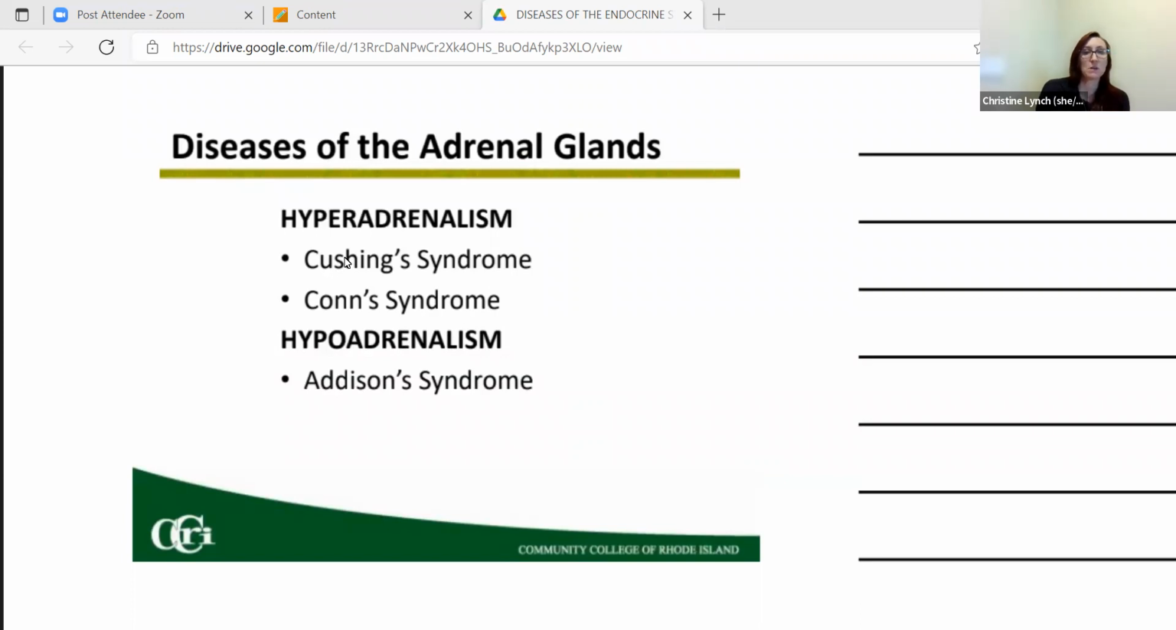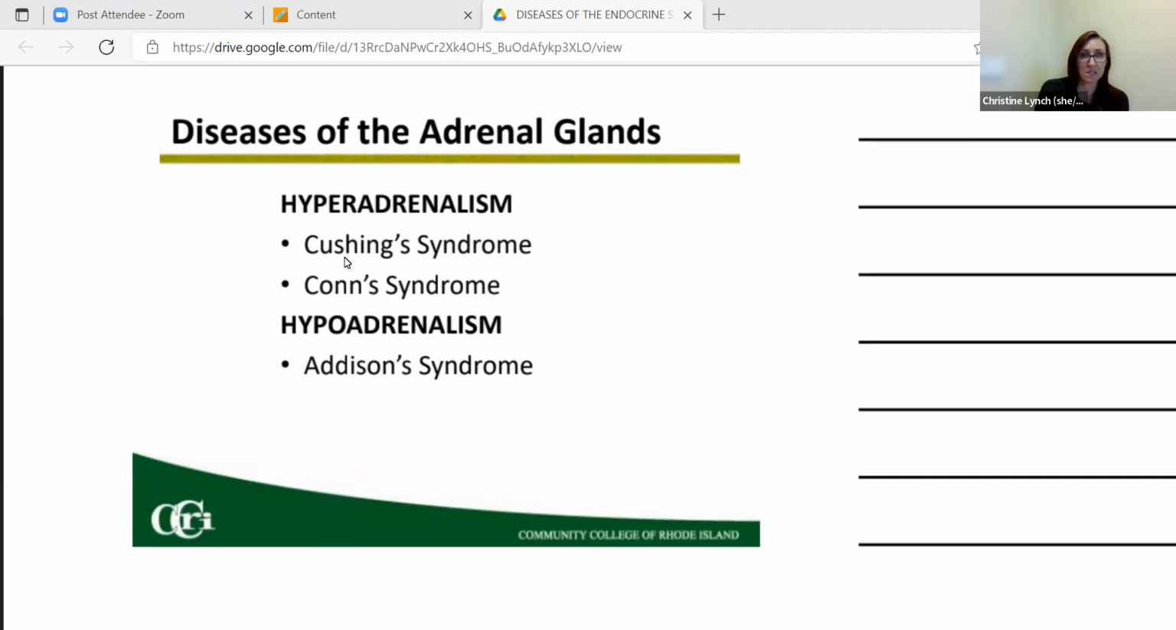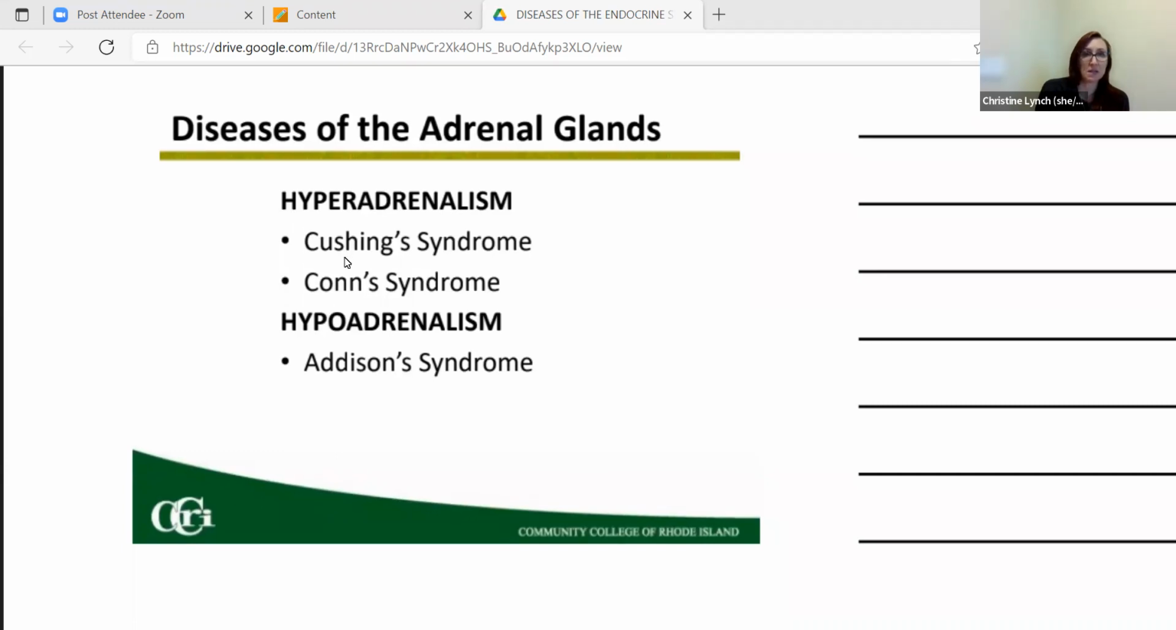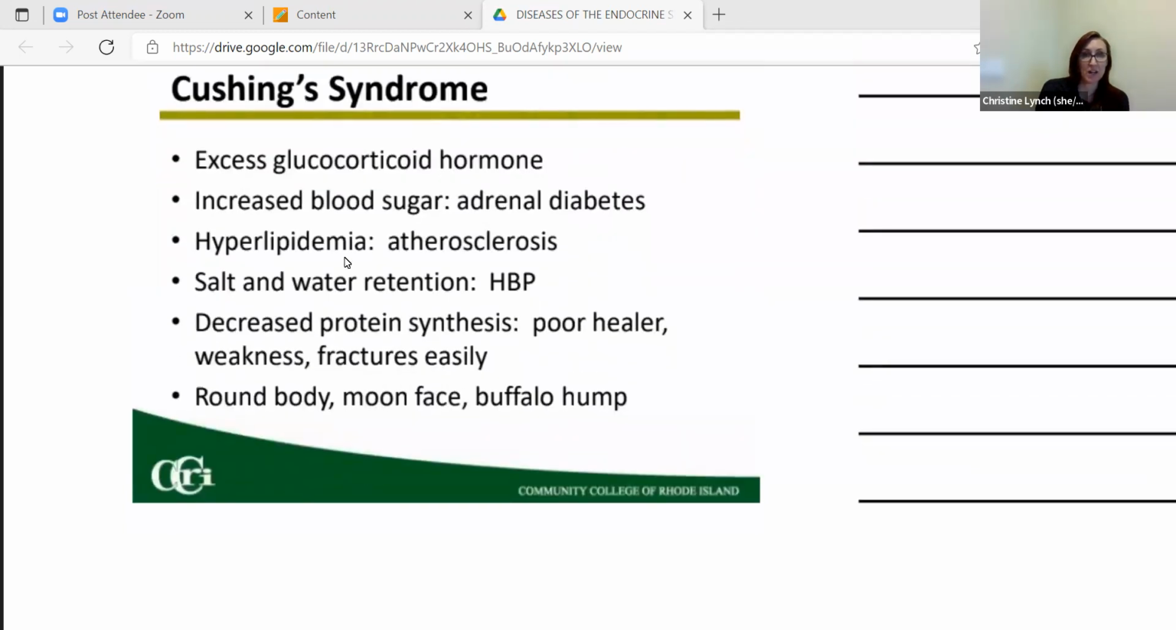So it can also be caused by prolonged use of cortisone, and it raises the blood sugar so that there's another type of diabetes, adrenal diabetes. There's also hyperlipidemia, and that causes atherosclerosis, and there's high blood pressure with fluid retention. And as with other forms of diabetes, these individuals are poor healers. And people with Cushing's syndrome also have weakness. Their bones fracture really easily. They gain weight and retain fluid, especially in the abdomen.